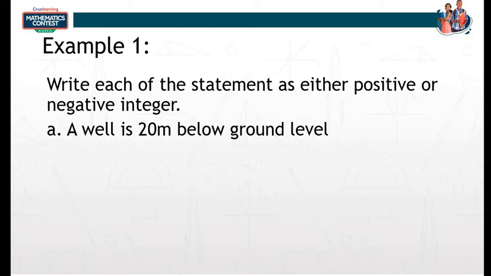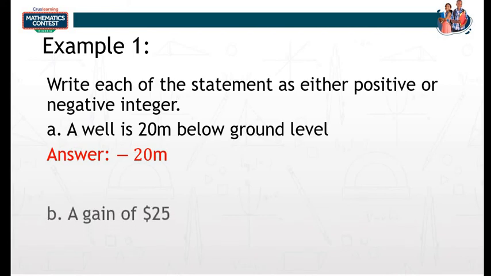The neutral, okay? Then if you have anything above ground level, you're going to add. If you're having anything below ground, you're going to dig and you're subtracting, okay? So that means we have it as minus 20 meters. Is that clear? So the second one says a gain of $25.